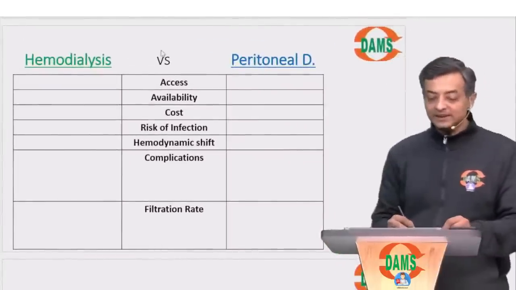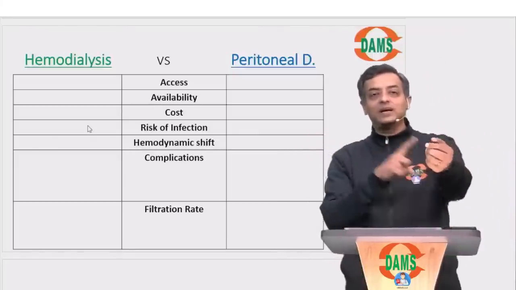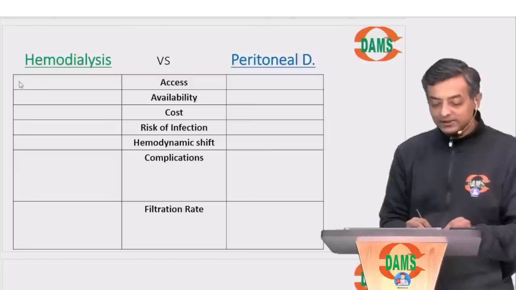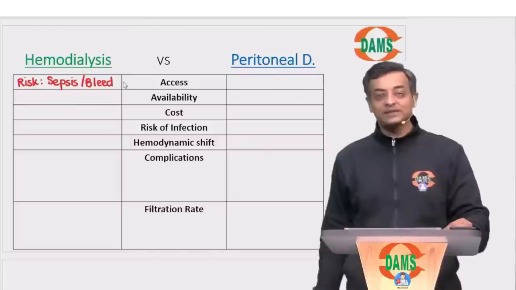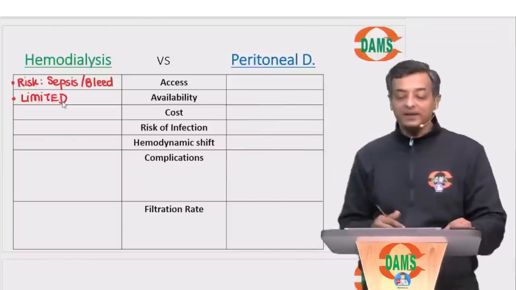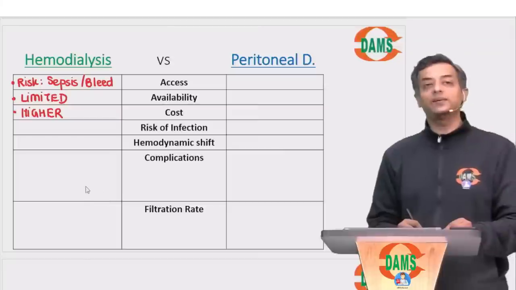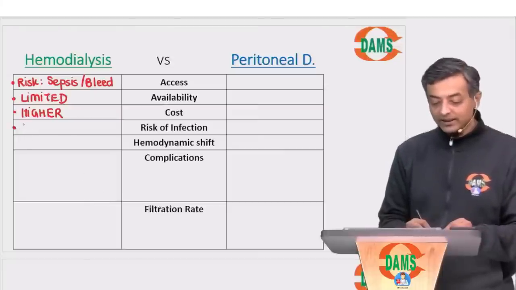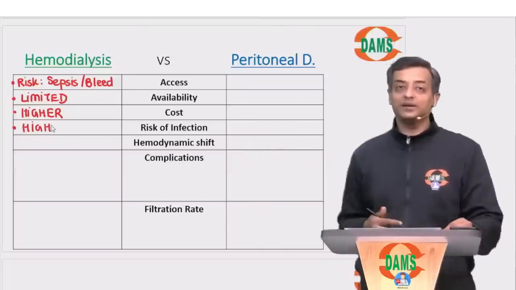In hemodialysis, when you want to do access, you need a vascular access, either an AV fistula or cannula. But access is associated with increased risk of sepsis and bleeding. Because hemodialysis requires a special machine, it has limited availability. The patient has to come and purchase the filter, so the cost is higher. The risk of transmission is also high because the same machine is used for all patients.